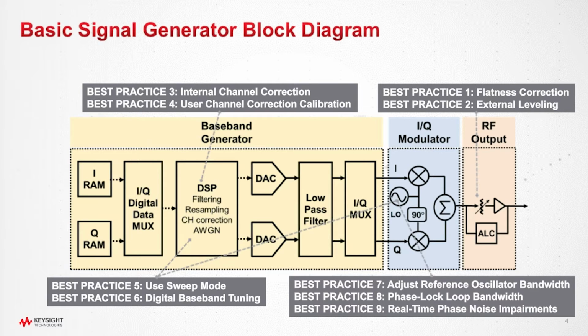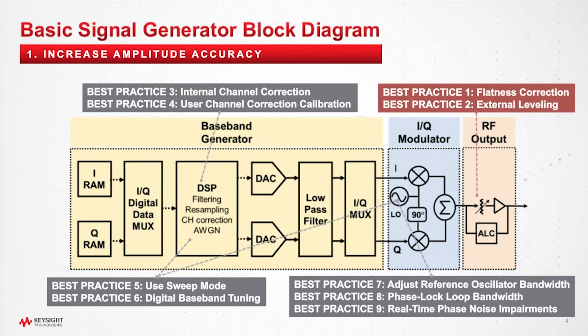This slide shows 3 major blocks of a vector signal generator: baseband generator, IQ modulator, and RF output section. Let's start with the amplitude accuracy in the RF section. An RF signal generator tests components, receivers, transmitters, and systems. A wide output power range is required for a variety of applications.